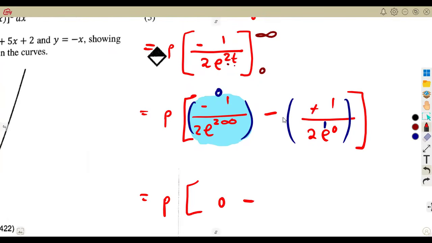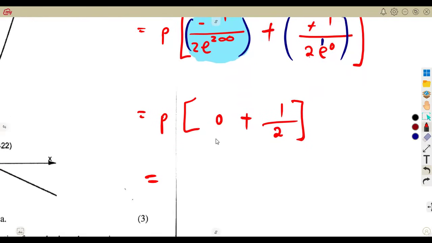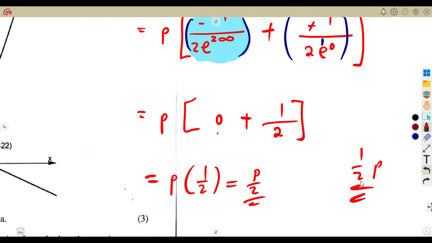Minus and minus, gonna cancel, that's a plus. So we've got 1 over, remember I said this one is what? This one is now a 1. E to the power of a 0 is 1. So 1 times 2, that's a 2. Just like that. So this is where you are. 0 plus half, that's a half. So P times a half is going to give us what? Half of P, which is simply P over 2. Half of what? Half of P.